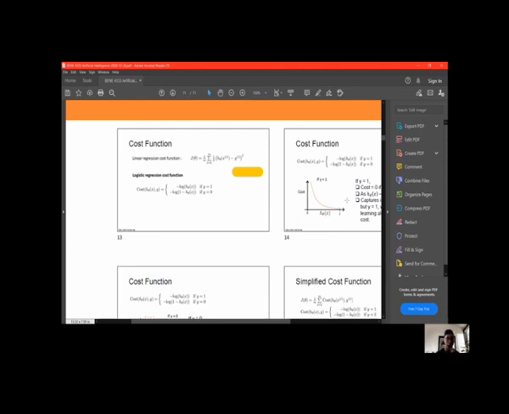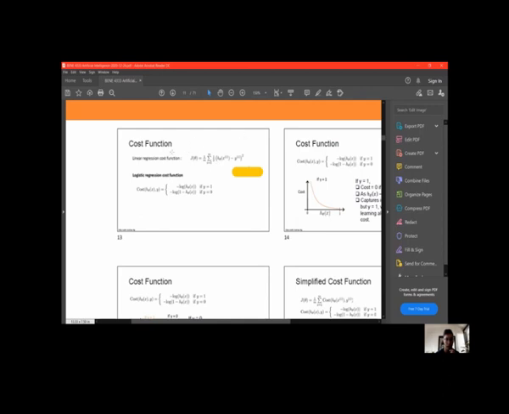Today I would like to explain about the cost function in regression. The cost function can be used to identify the best fit feature parameters to reduce underfit or overfit. You can see here the linear regression cost function given by this equation.